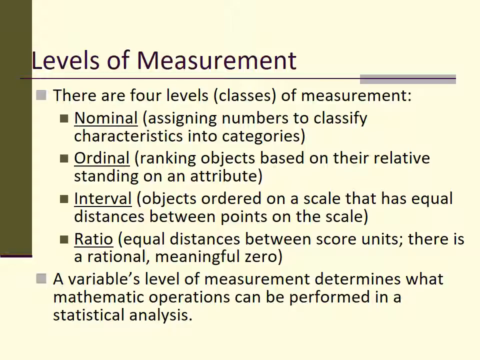In interval level measures, objects are ordered on a scale that has equal distances between points on the scale, but there is no meaningful zero. Temperature is an interval measure. In ratio level measures, there are equal distances between score units, and there is a rational, meaningful zero. Height, weight, and age are all examples of ratio level measures. A variable's level of measurement determines what mathematical operations can be performed in a statistical analysis.